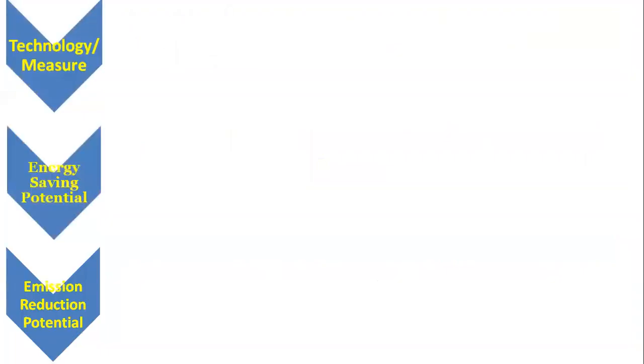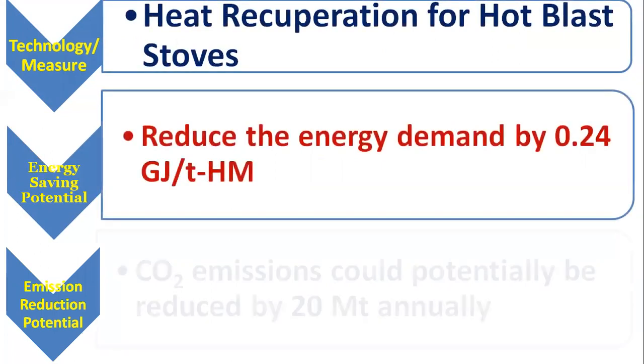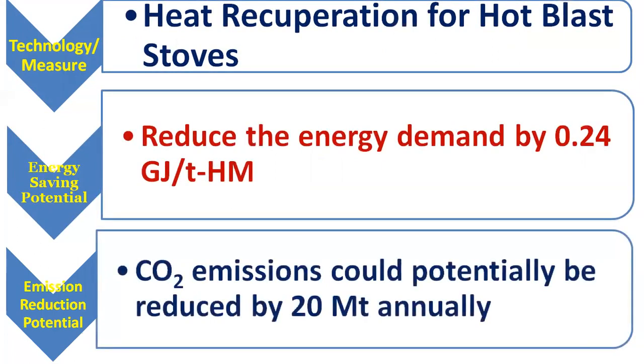So the next measure is heat recuperation from blast furnace stoves. This technology can reduce the energy demand by 0.24 gigajoules per ton of hot metal. Its global application has 0.2 exajoules per year energy reduction potential. With global application of this technology, carbon dioxide emissions could potentially be reduced by 20 million tons annually.